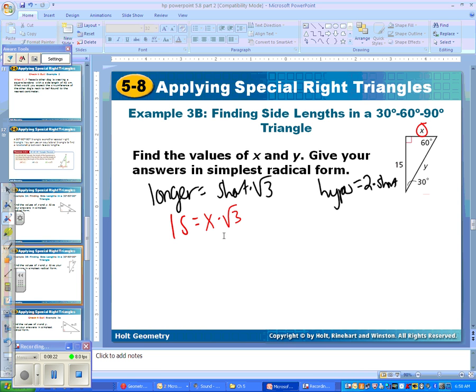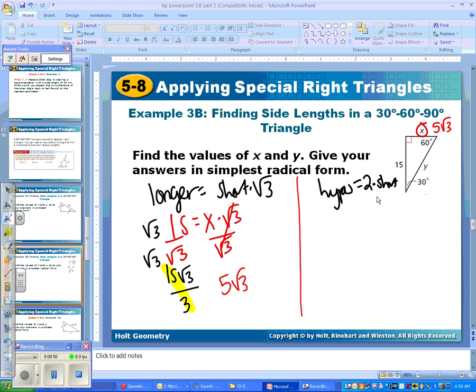And then to get x by itself, you have to divide by radical 3. And then you have to go through all the steps because we do not want a radical on the bottom. So what you'd have to do is multiply the top and the bottom by radical 3. And that gets rid of the radical on the bottom. And you're left with 15 radical 3 on the top. And then you look at the whole numbers, reduce them, and you get that the shorter leg is 5 radical 3. So x equals 5 radical 3. And then to do the hypotenuse, all you have to do is double whatever the short leg is. So 5 radical 3 times 2 is going to be 10 radical 3.